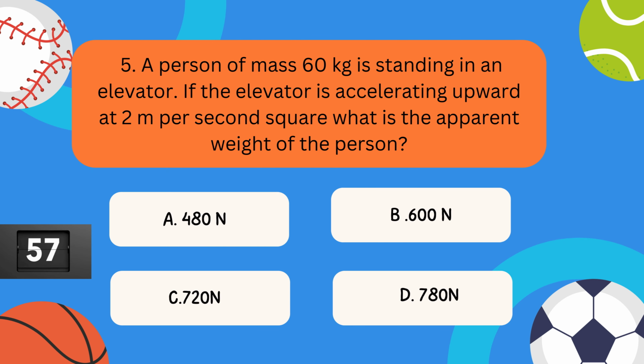A person of mass 60 kg is standing in an elevator. The elevator is accelerating upward at 2 meters per second squared. What is the apparent weight of the person? Options are 480 newtons, 600 newtons, 720 newtons, 780 newtons.